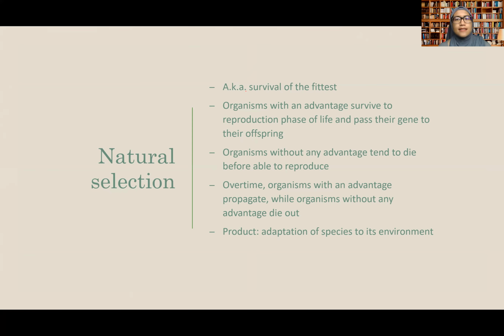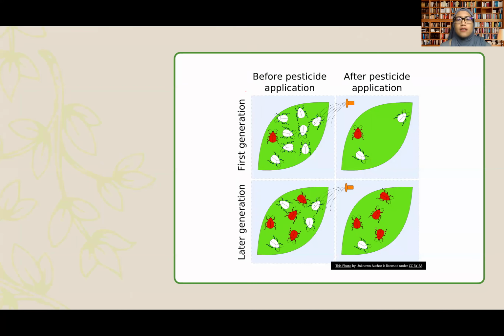Some snakes that are non-poisonous adapt to their environment by having skin that looks like a poisonous snake, but they are not poisonous. So that's natural selection. So for example, here, I show, this is beetles.